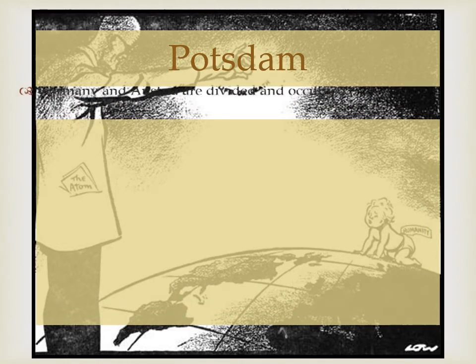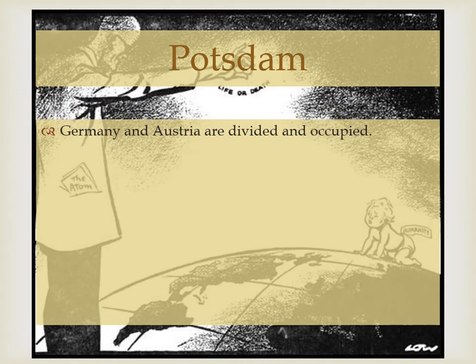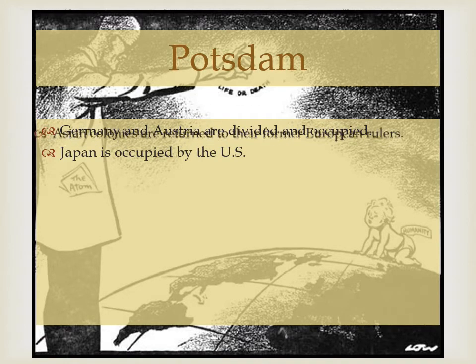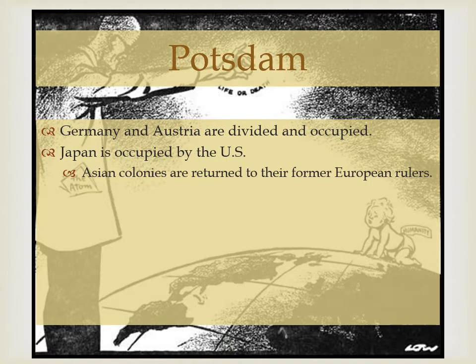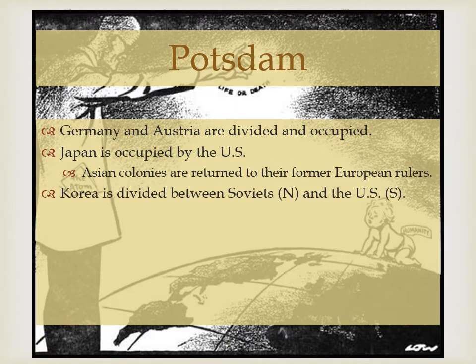And at the Potsdam Conference, Germany and Austria are divided and occupied. Japan becomes occupied by the US. And Asian colonies are returned to their former European rulers, Vietnam to France, etc. Korea is also divided in two. The Soviets are going to take the north part of Korea, and the US is going to take the south. This is foreshadowing. It's very important and will lead to key events in the Cold War and the Korean War.